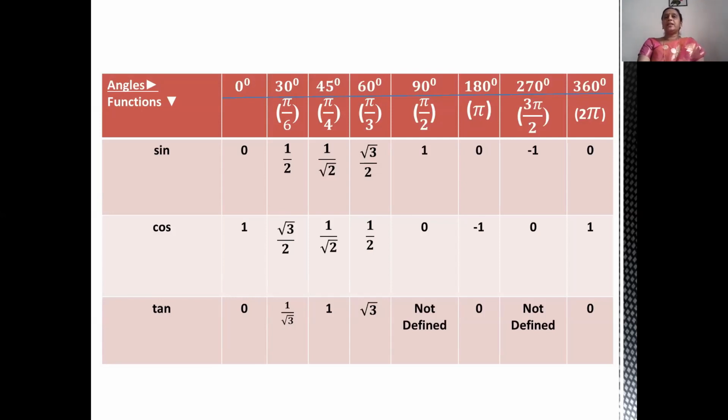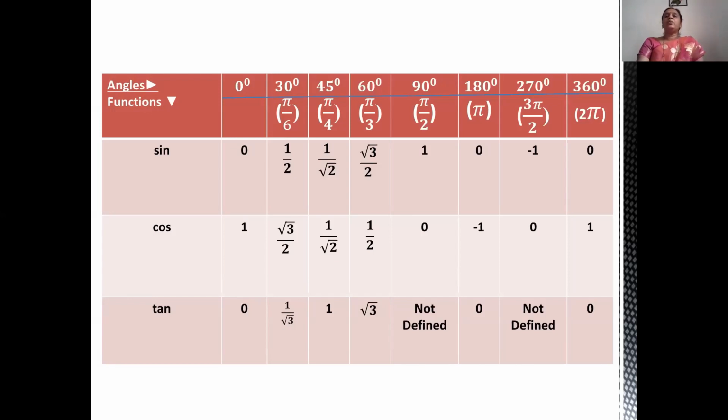If I say 30 degree, then you must know that 30 degree means pi by 6, 180 degree means pi, 270 means 3 pi by 2. This conversion must be on your fingertips. Therefore, remember these values in degrees as well as radians.